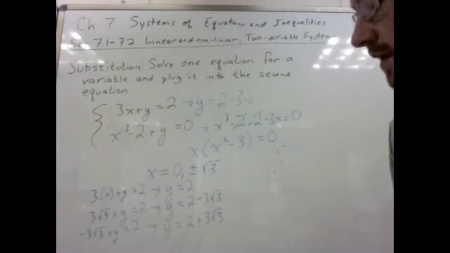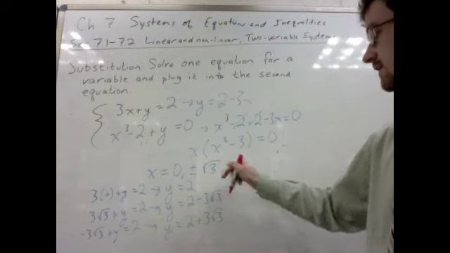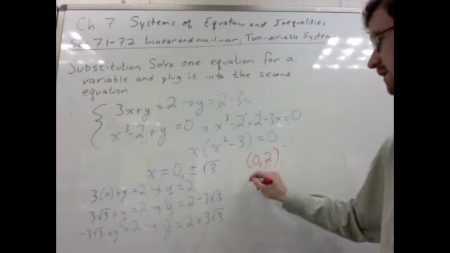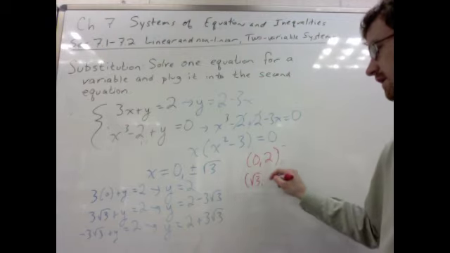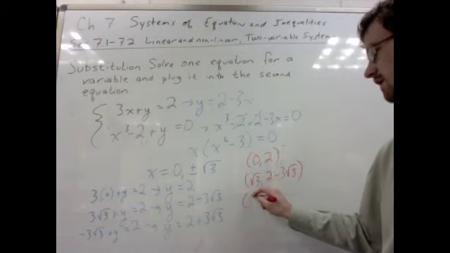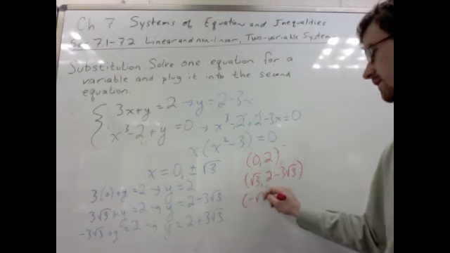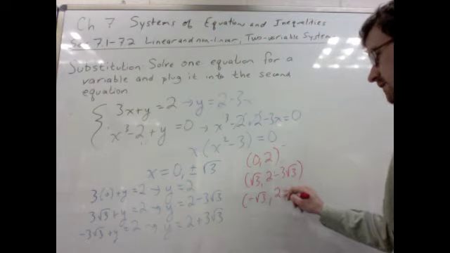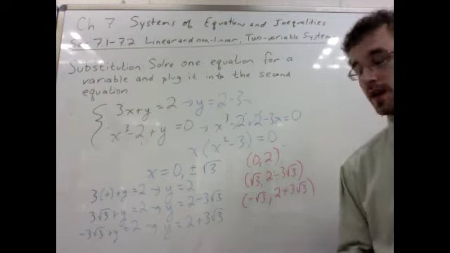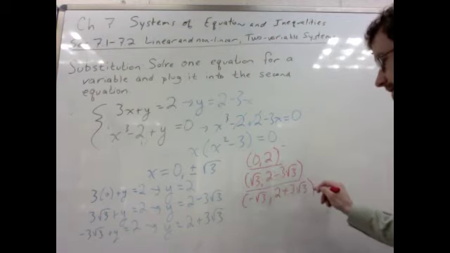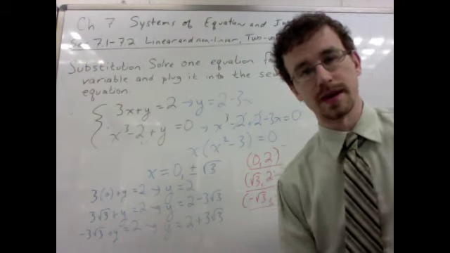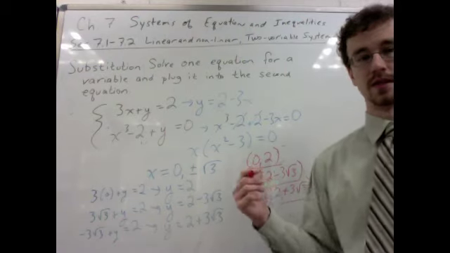So we have three ordered pair solutions: (0, 2), (root 3, 2 minus 3 root 3), and (negative root 3, 2 plus 3 root 3). And you should always double check these solutions by plugging them back into the original equations.